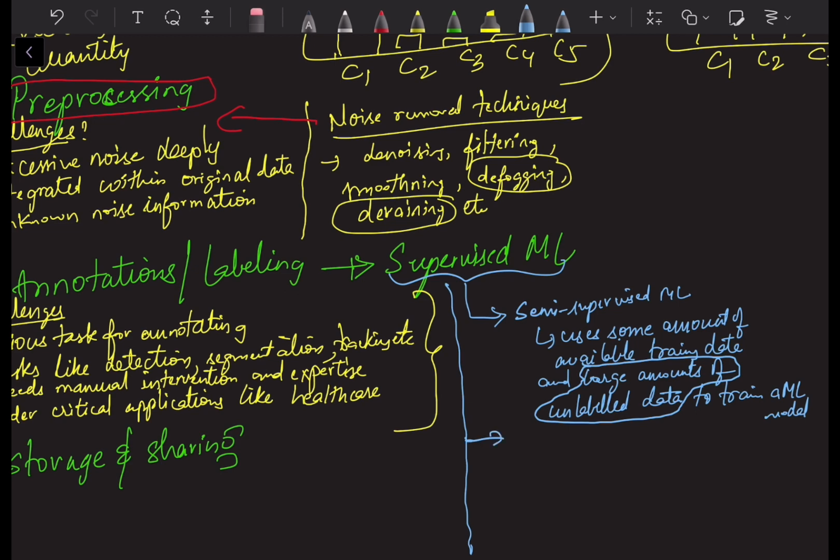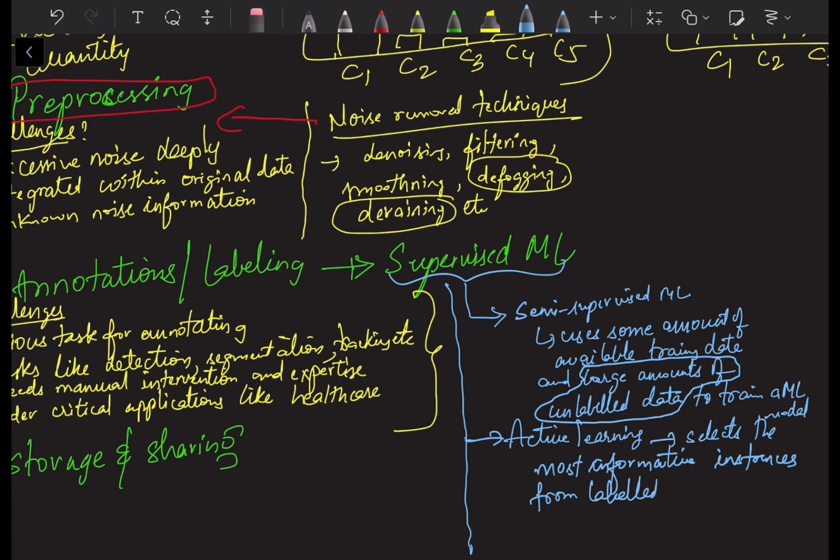Next thing is active learning. It selects the most informative instances of the samples from the available labeled data and tries to come up with a trained model, using the same process.